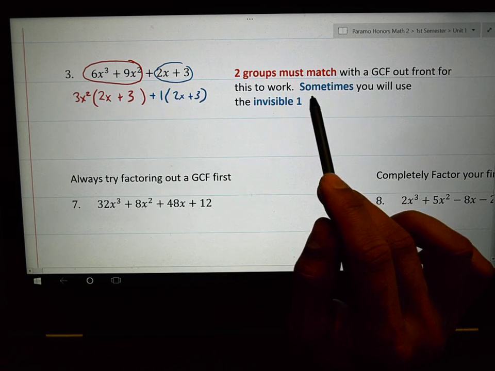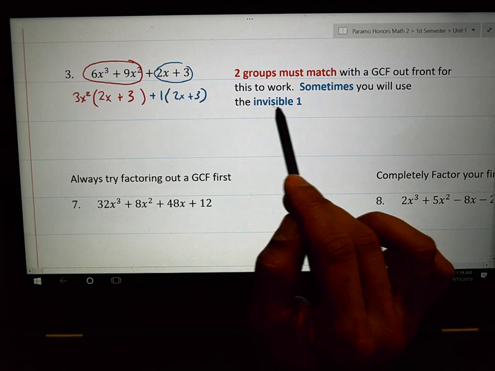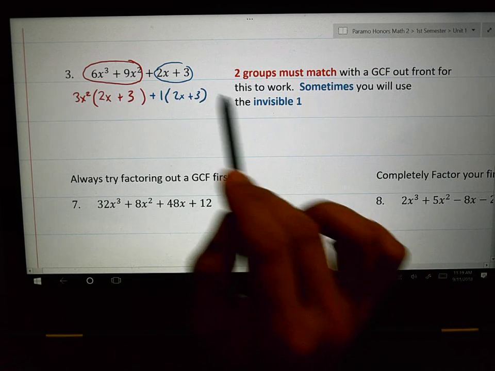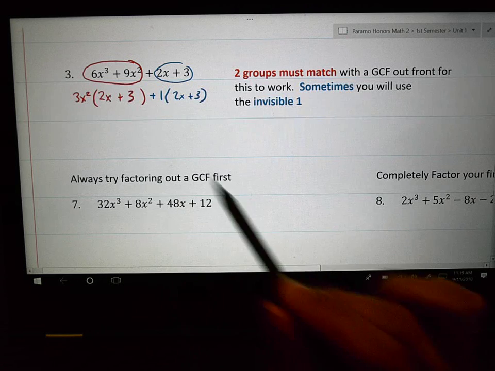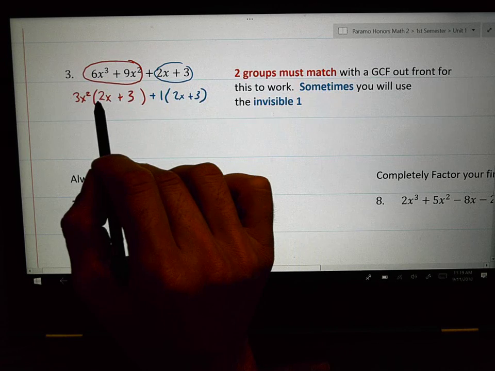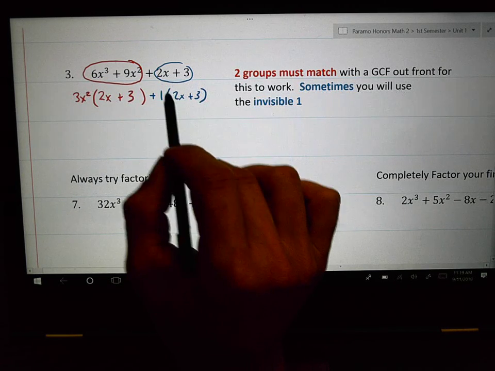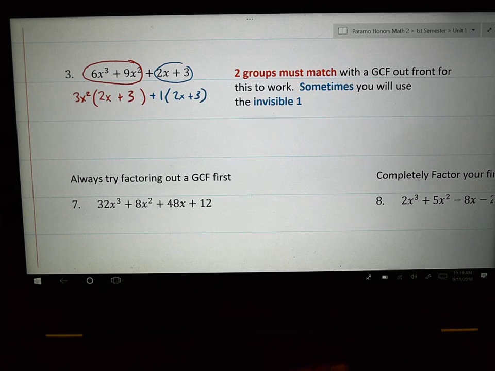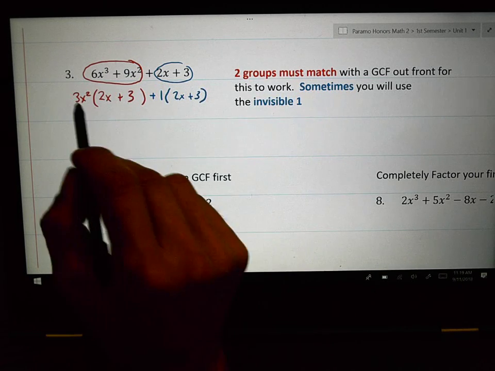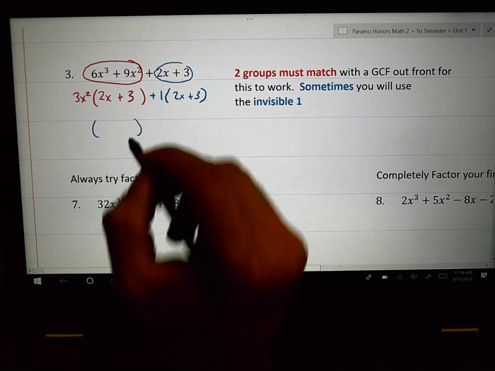That is a reason why I had you write down, sometimes you will use an invisible 1. That invisible 1 will make 2 groups match sometimes. Sometimes you need to do that. Because we want the first group to multiply, and I want the second group to multiply. It wasn't multiplying, and I'm still adding the blue group to the red group. So the next step, because this is still addition, is I'm going to have a parenthesis here.